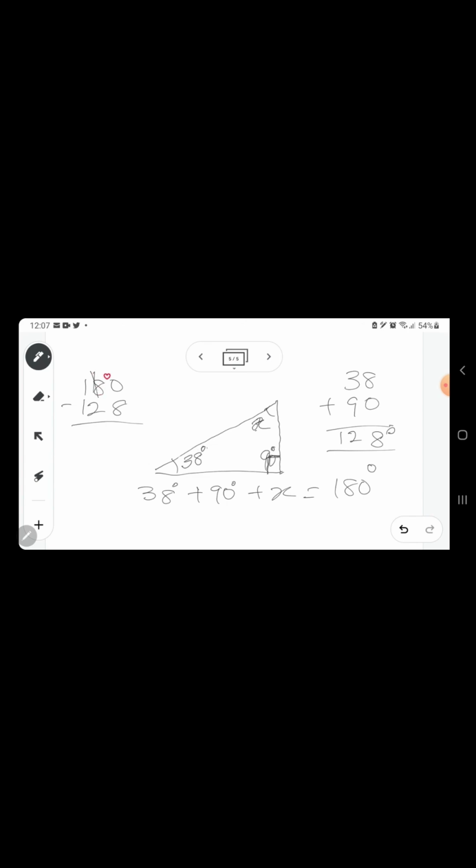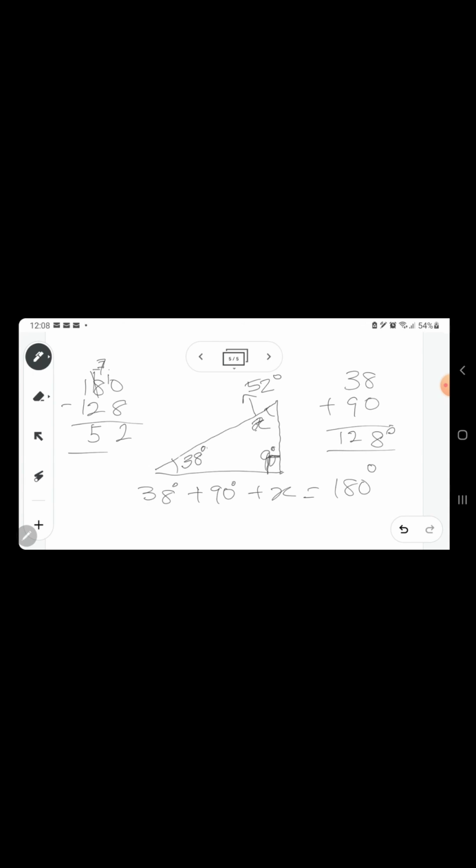Again, borrow 1 from here. This remains 7. Give here, making 10. Okay, we're having 2 and we have to be careful. Okay, so that's 7, 10. 10 take away 8 is 2. 7 take away 2 is 5. And X, the value of X is 52 degrees. Okay, so that's how to work out any right angle triangle questions.